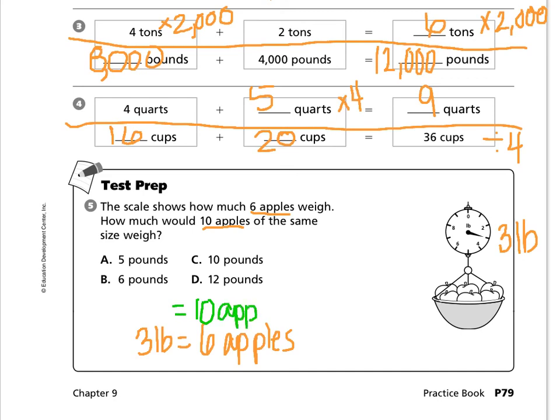in pounds? And I'm going to think about that as a proportion. If I know that in order to get from 6 to 3 I had to divide by 2, then I would take 10 and divide it by 2, which would give me 5 pounds, which means 10 apples would equal 5 pounds.